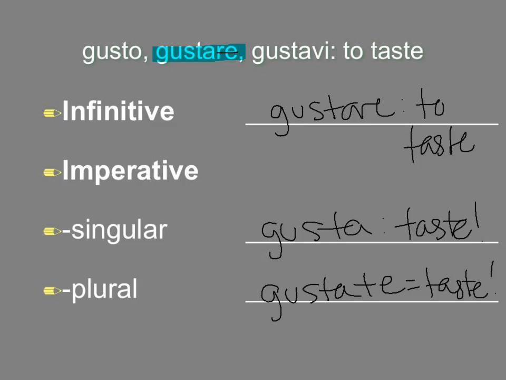So both of these are coming from your second principal part. The difference being one is an infinitive, to blank. The second two are imperatives, they're commands. We're always chopping off the RE. And then to make it plural, once again, you're attaching the TE. So that's how you form imperatives and infinitives of verbs.